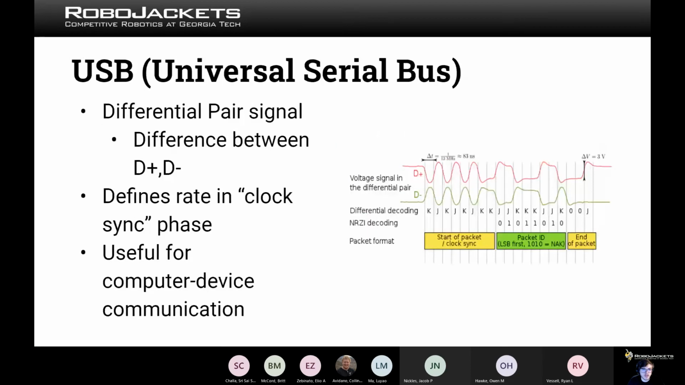So then we have USB. When I said it's kind of digital, sometimes it's digital, but it doesn't look like just a square wave. In a lot of the other examples that I just talked about, information is encoded with either a high or a low value. However, USB is a little bit different. It actually uses a differential pair. So what that means is, if you look at the graph, the D plus and D minus are inverted versions of each other, and you can encode the information by taking the difference between these two.